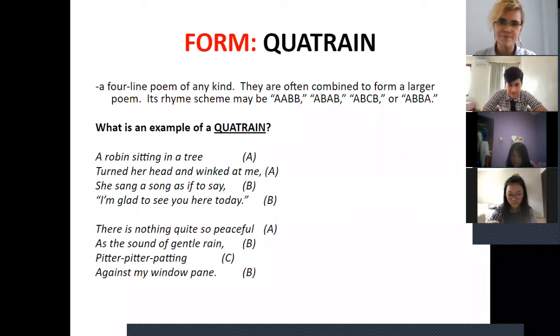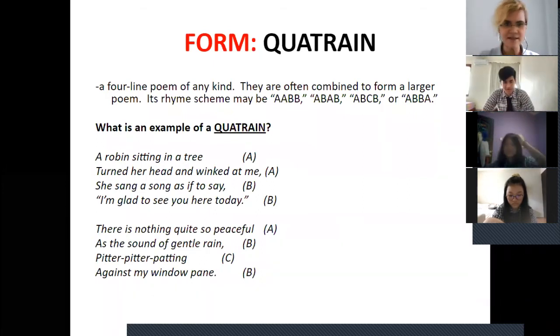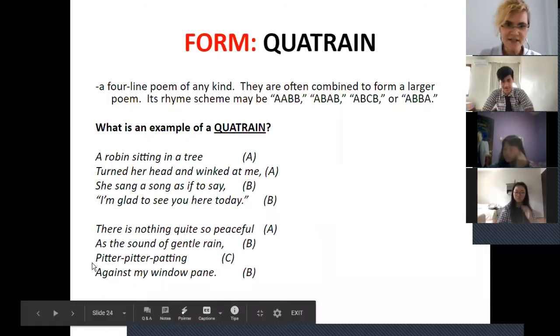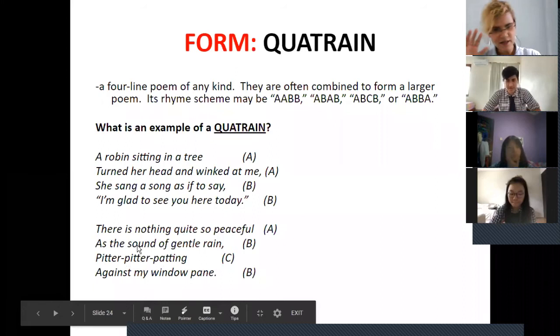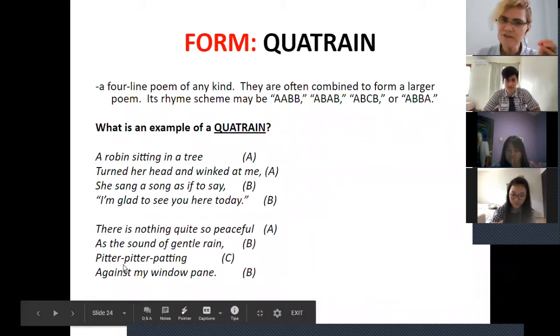For example, a robin sitting in a tree turned her head and winked at me. She sang a song as if to say, "I'm glad to see you here today." There is nothing quite so peaceful as the sound of gentle rain, pitter, pitter, patting against my window pane. This idea of pitter, pitter, patting is also very nice because that gives a change. It gives another sphere to this whole poem, having the P. This is where you have your alliteration, right? P, P, P coming back.